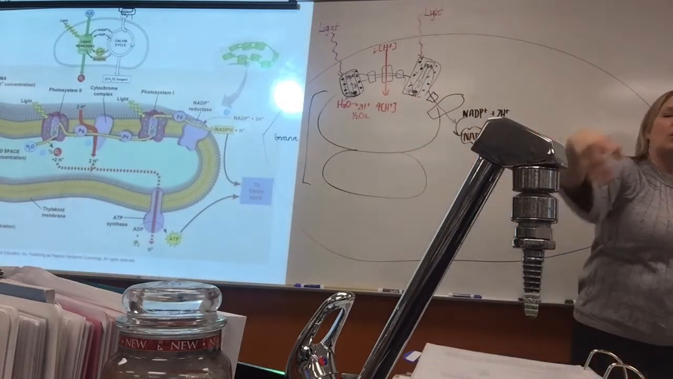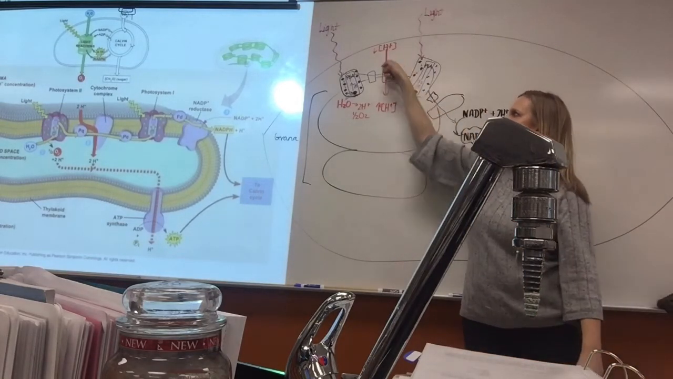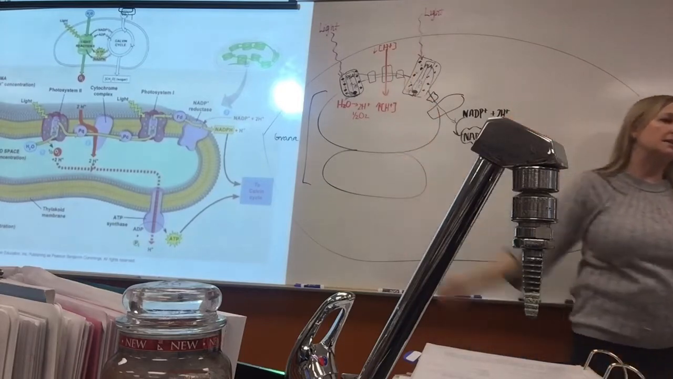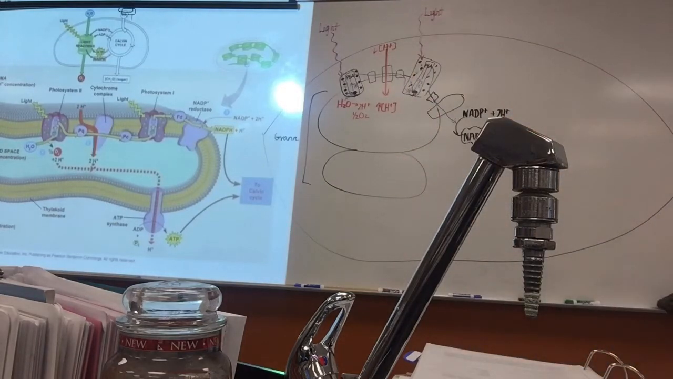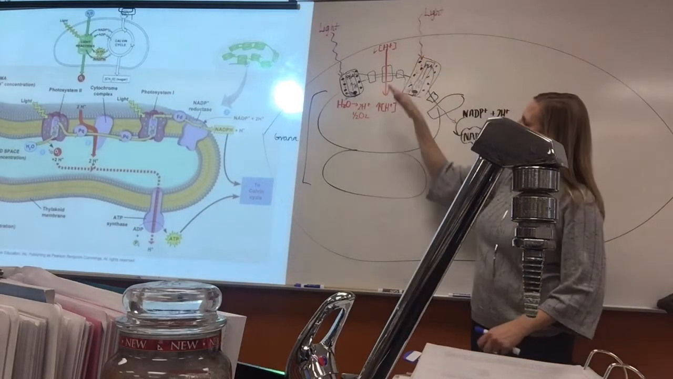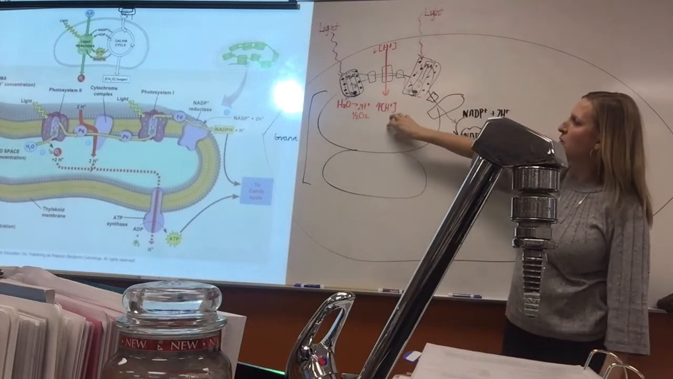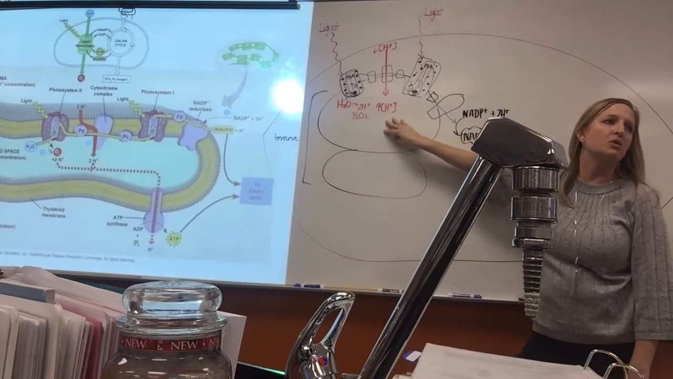So why does the cell expend energy to pump H pluses inside the thylakoid? Why is that important? Why are H pluses inside the thylakoid important? What do you think? Andrew, do you know? So why is it important to pump H pluses inside of here? What are these H pluses going to do? What's the importance of them?